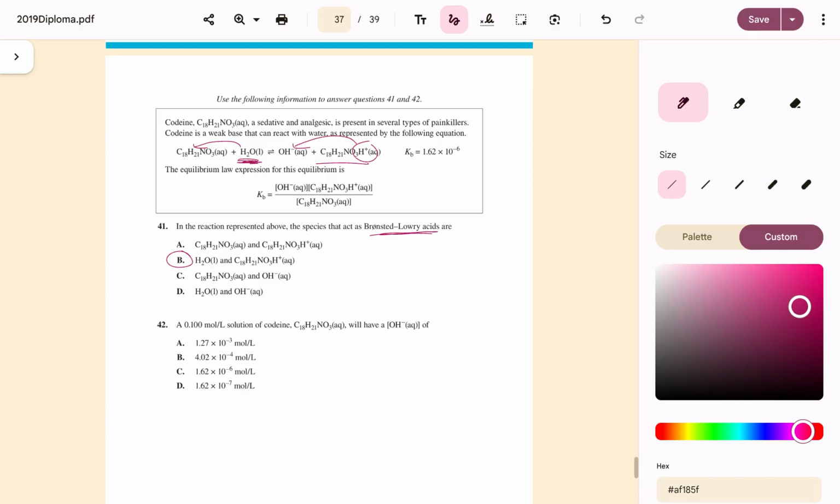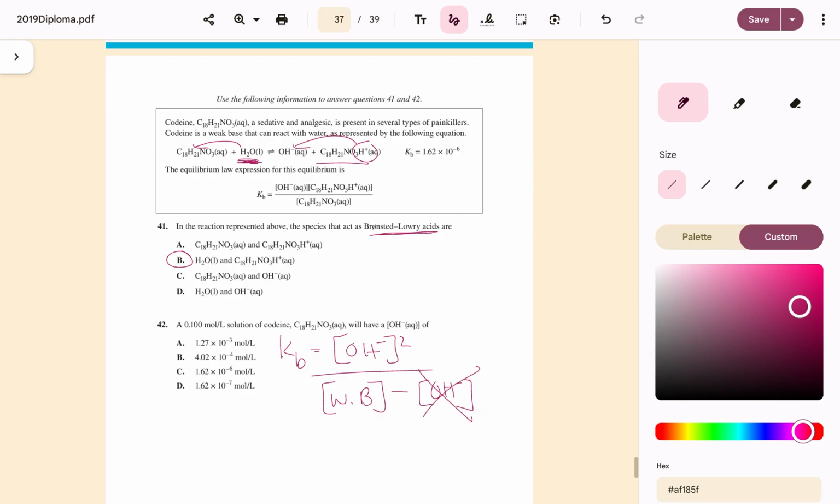And then this last couple here, for number 42, it's asking about the OH concentration. So we can use the formula: Kb is your concentration of the hydroxide ion squared divided by the concentration of your weak base minus the concentration of the hydroxide ion. What we should learn, because this is derived from ICE, is if you know the concentration of a hydroxide, you use it. If you don't, you could ignore it in the denominator to find it.